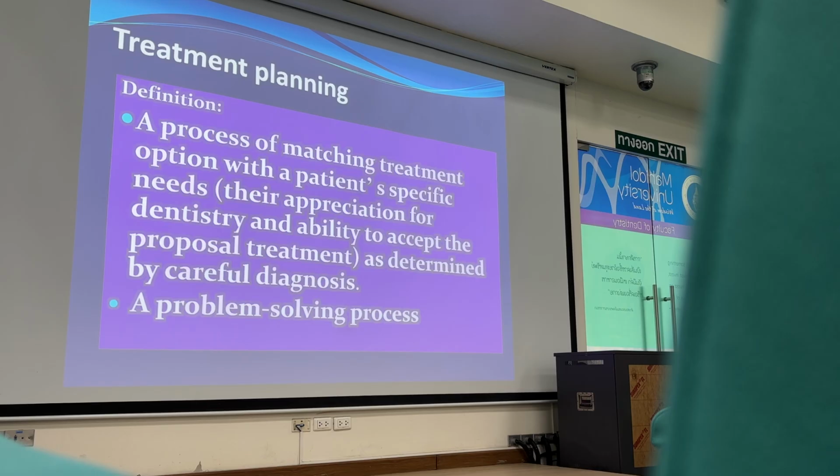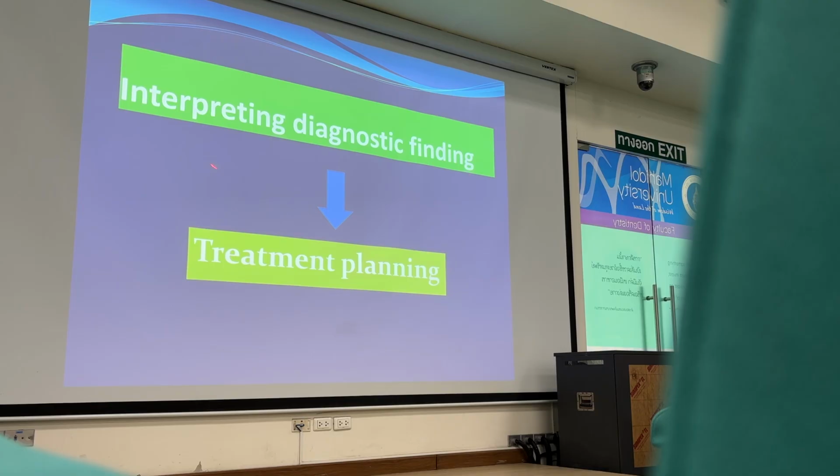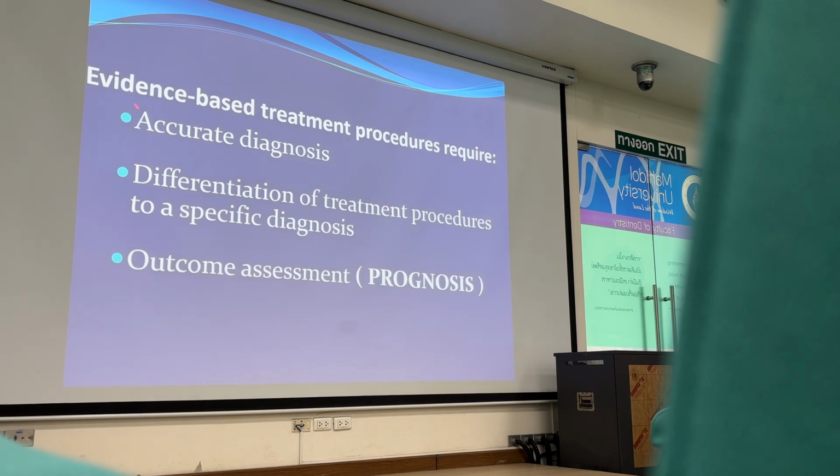Treatment planning: the definition is the process of matching treatment options with the patient's specific needs, their appreciation and ability to accept proposed treatment, as determined by careful diagnosis, a problem-solving process. Interpreting the diagnosis and findings into the treatment plan. Evidence-based treatment procedure, accurate diagnosis, differentiation of the treatment procedure to specific diagnosis. Outcome assessment is called a prognosis.